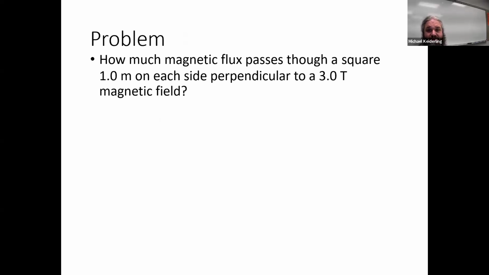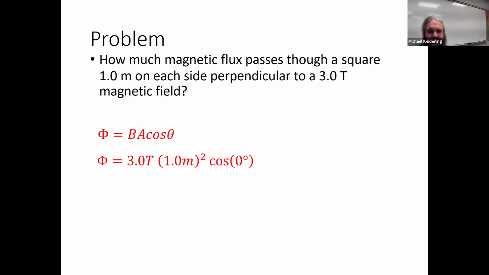So how much magnetic flux passes through a square meter on each side perpendicular to a 3 Tesla magnetic field? This is very straightforward. Flux is magnetic field times area times the cosine of the angle between the perpendicular of the field and the magnetic field. So that is 3 Tesla times 1 meter squared times the cosine of 0 degrees, which is 3 Tesla meters squared, or 3 Webers.